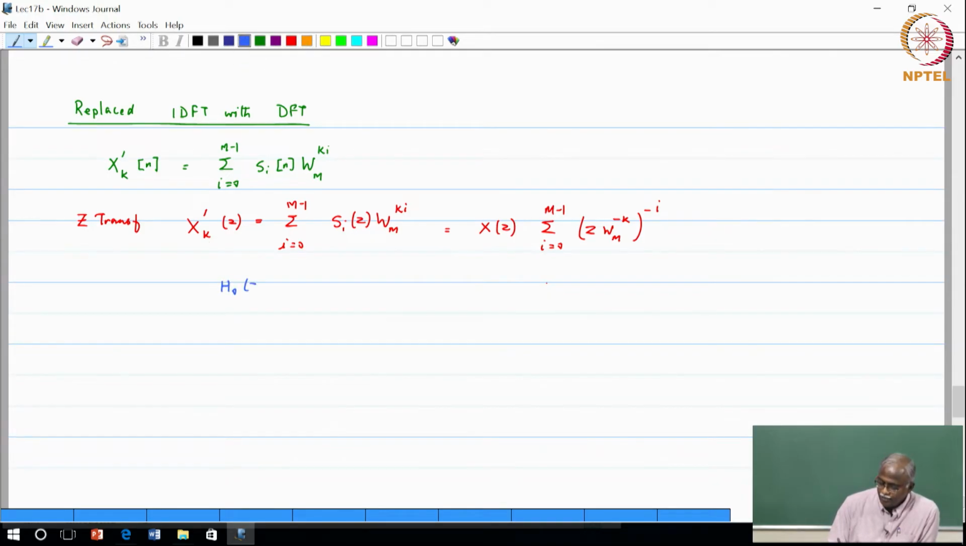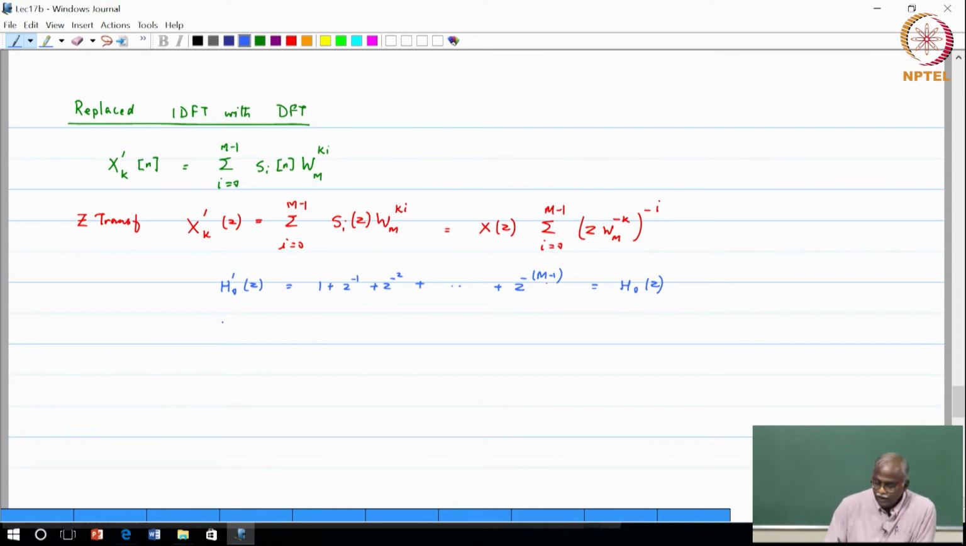H naught prime of Z, that is the filter transfer function between x0 prime of Z and X of Z, comes out to be 1 plus Z inverse plus Z to the power minus 2 dot dot dot plus Z to the power minus m minus 1. Oh, this is nothing but H naught of Z. So, the basic filter did not change, of course, that we knew already.